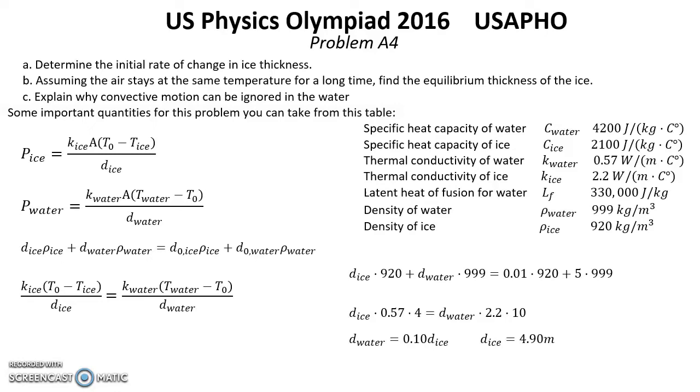Question C. Explain why convective motion can be ignored in the water. In the water, the bottom part has a temperature of 4 degrees Celsius, and we know that water has maximum density at this temperature, and it's reducing when the temperature goes up to 0. So it means that in the lake we have water more dense when it's closer to the bottom, and it means that there will be no convection. So that's the answer for question C.